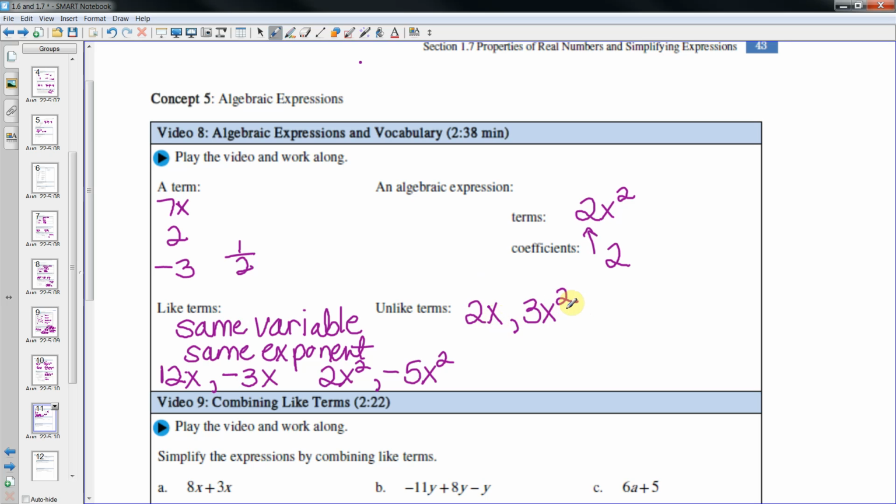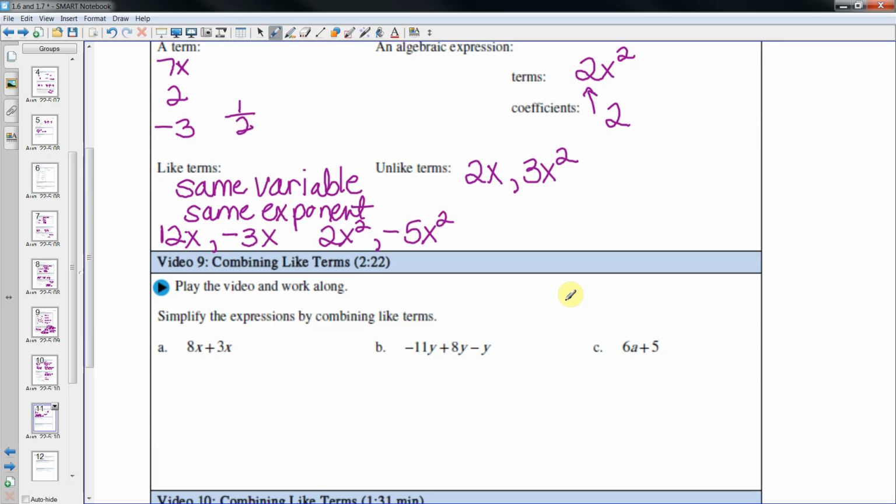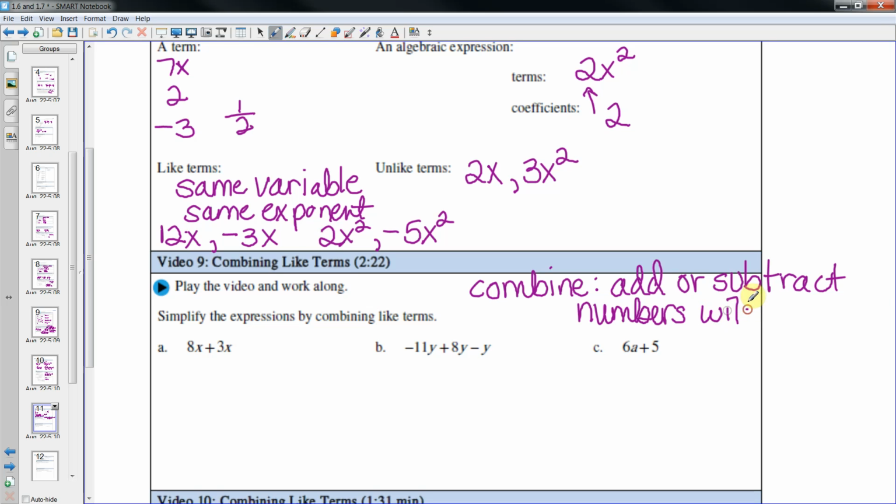So you just have to be careful when we're combining like terms, which is what we're going to do. When you combine like terms, you need to add or subtract the numbers in front of the variable. And that's if they're alike. So you have to determine that first. So 8x plus 3x, those are like terms. They both have an x. So 8 plus 3 would give me 11x.